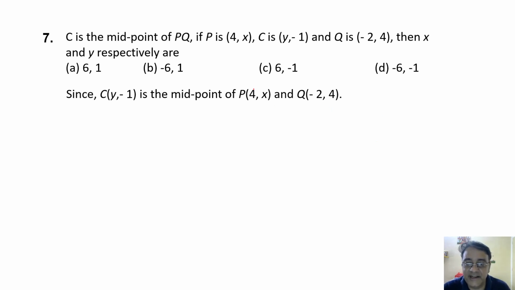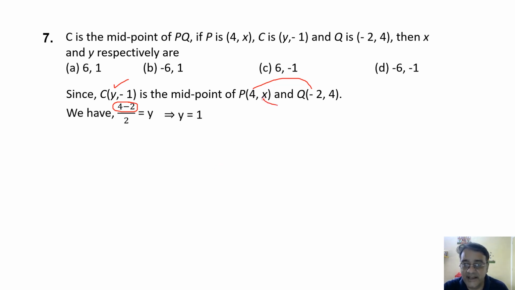So first we will get (4 plus minus 2) by 2 is equals to y. That we will get first. Okay. So here, look, this will become 2. 4 minus 2, and 2 by 2 is 1. So we got y is equals to 1.